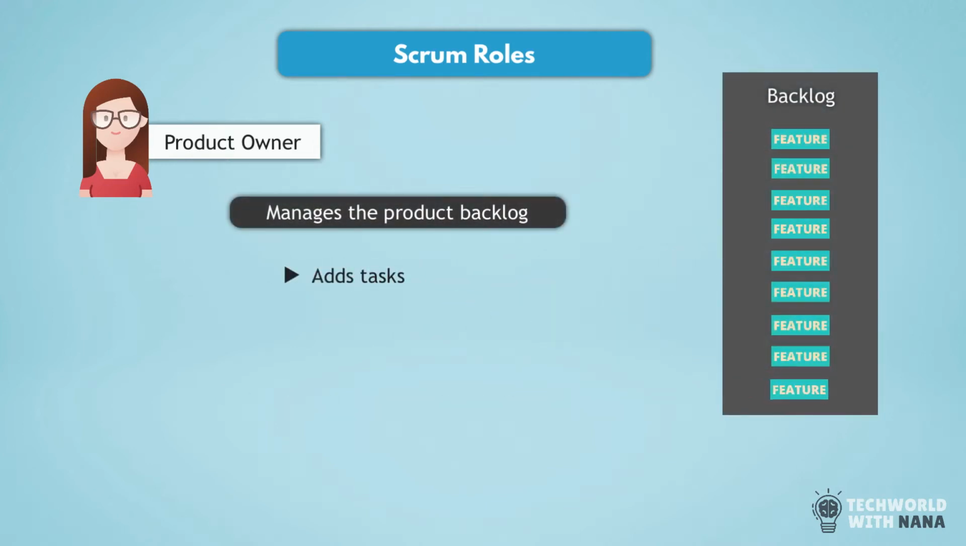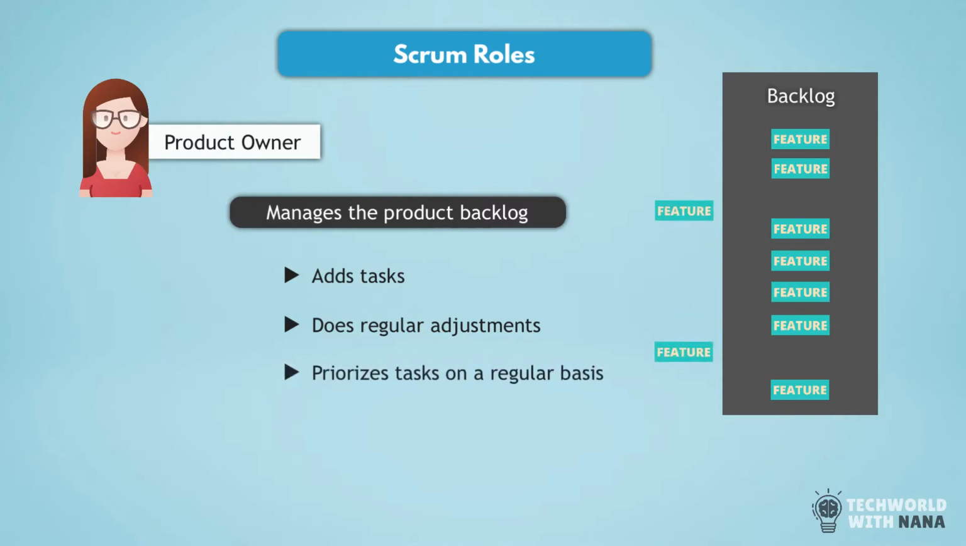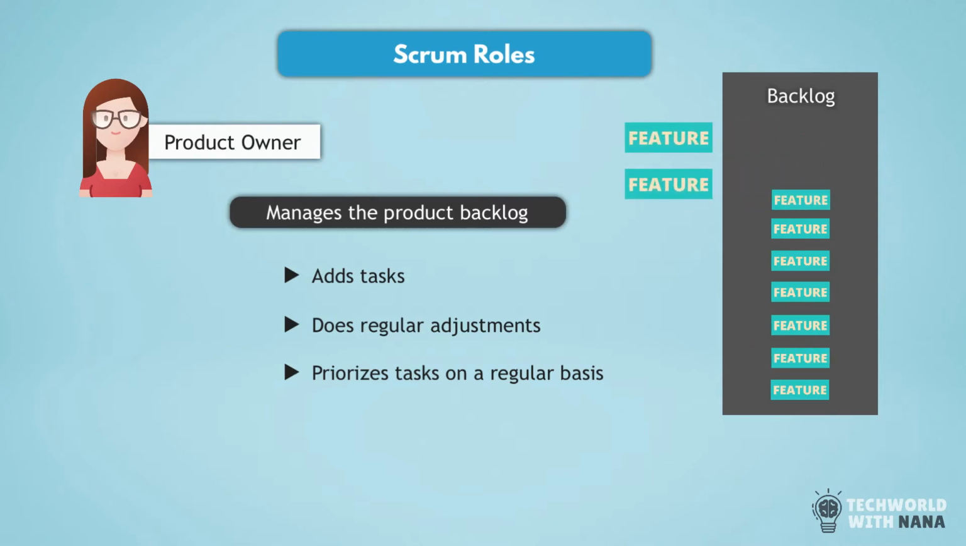So they are the ones deciding what needs to be done and also make continuous and regular adjustments to the backlog as needed based on the feedback from the customer. The product owner is also the one that takes the lead in prioritizing those tasks in the backlog and deciding what needs to be developed in the next sprint.